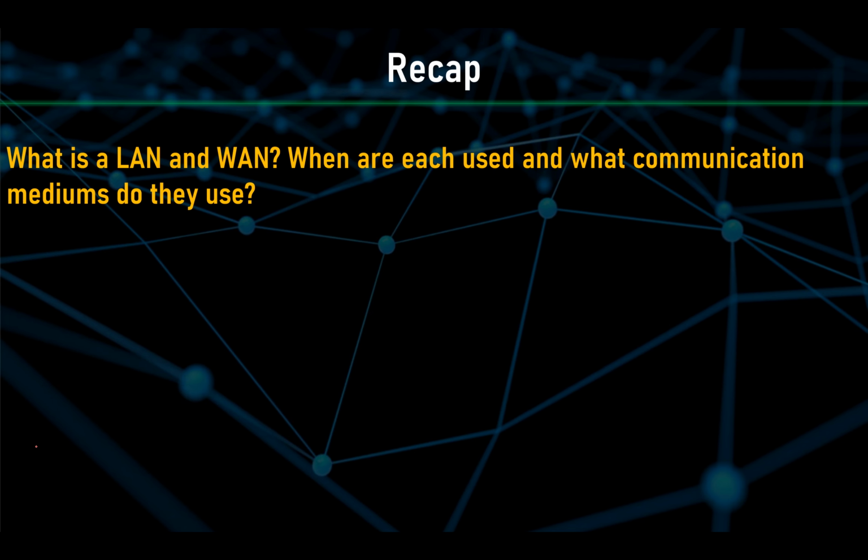Then let's ask, what is a LAN and a WAN, and when is each used, and what communication mediums do they use? When it says communication mediums, we're talking about what sort of wire or what wireless technology. Hopefully you remember, LAN is local area network, WAN is wide area network. A LAN is used in a home, a small office, maybe a classroom. A WAN, in contrast, connects networks in different cities or different countries.